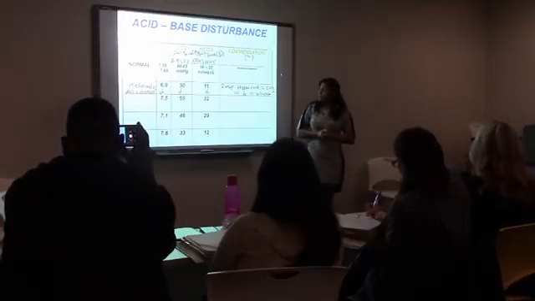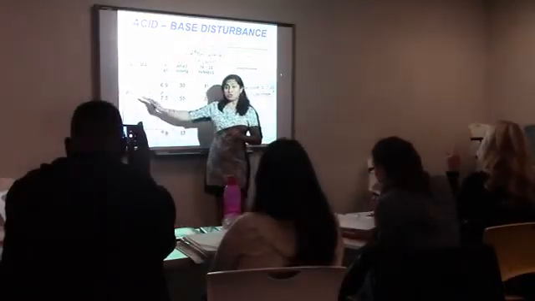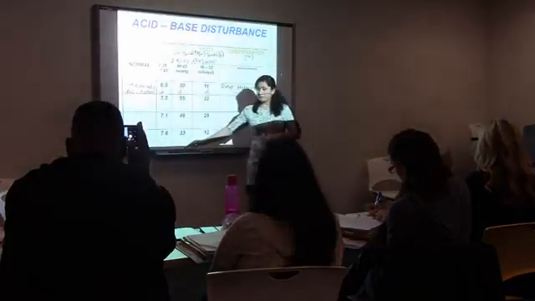Now, take about 2 to 5 minutes to figure out what type of acid-base disorder these are, and then what the compensation would be. So that's your job now.